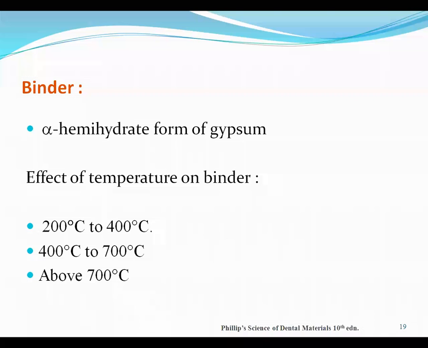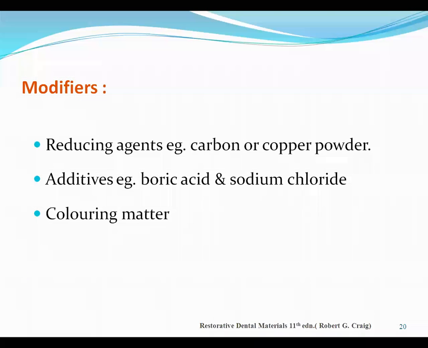Again the binder. The binder is alpha hemihydrate. The effect of temperature on the binder is seen from 200 to 400 degrees Celsius. Above 700 degrees Celsius, there is formation of a reducing agent, and the casting you get will have a blackish discoloration. So above 700 degrees Celsius you cannot use gypsum bonded investment material. It is only useful for noble metal. For base metal, where the requirement of high temperature is needed, silica or phosphate bonded can be used. Again the modifiers: reducing agent, additives, and coloring agent.